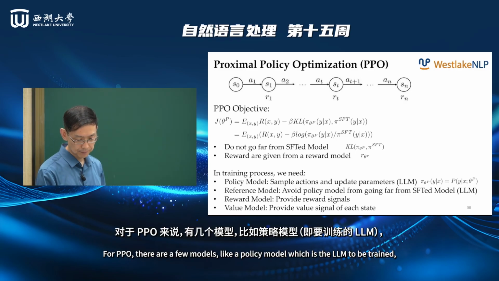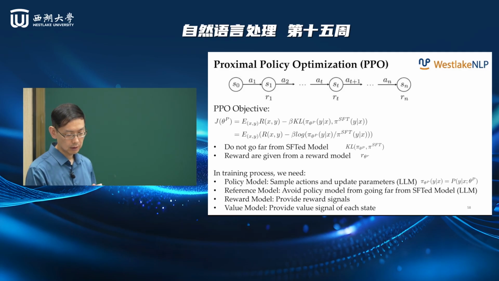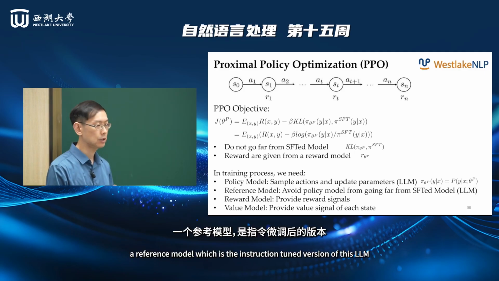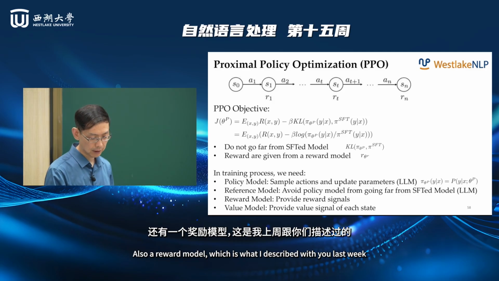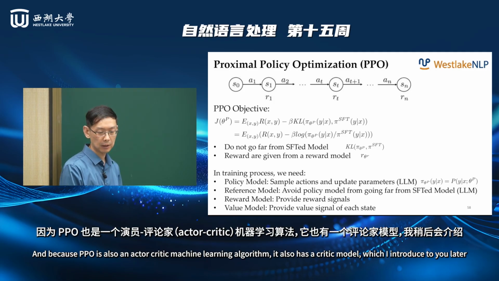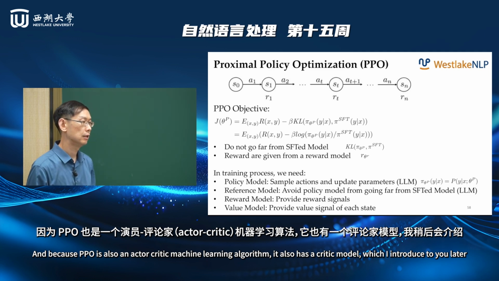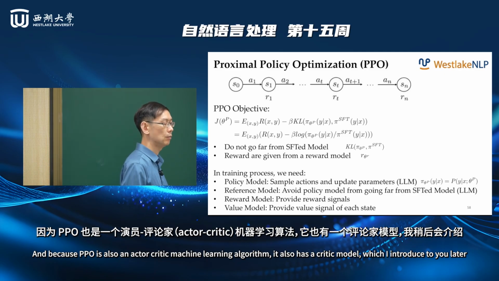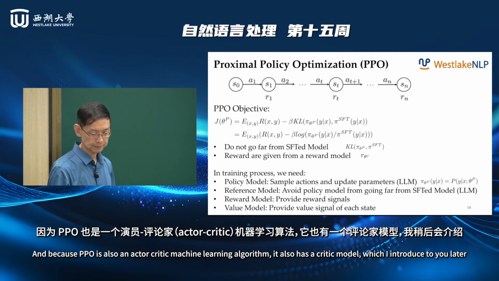So for PPO, there are a few models, like a policy model, which is the LLM to be trained, a reference model, which is the instruction-tuned version of this LLM, also a reward model, which is what I described with you last week. And because PPO is also an actor-critic machine learning algorithm, it also has a critic model, which I'll introduce to you later.